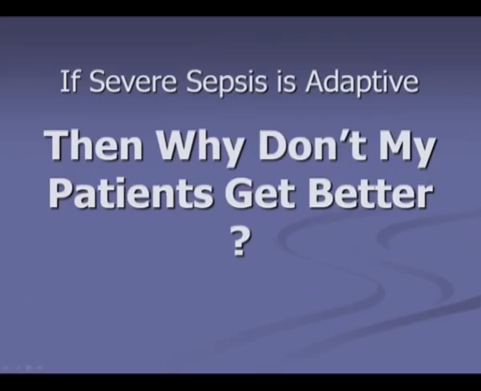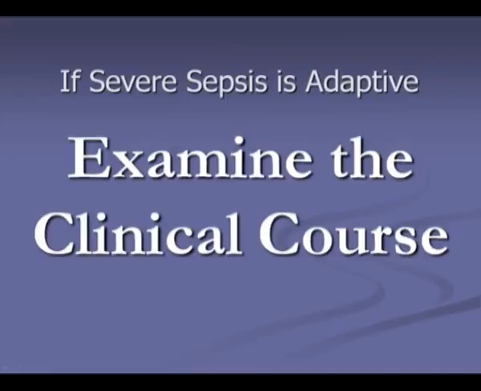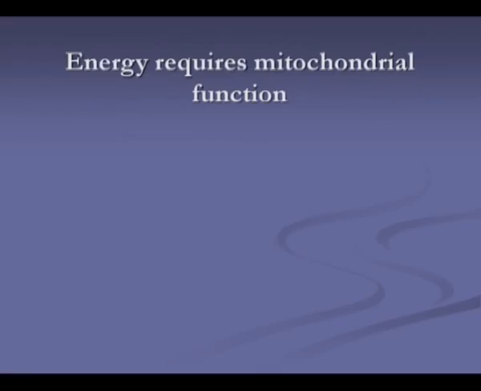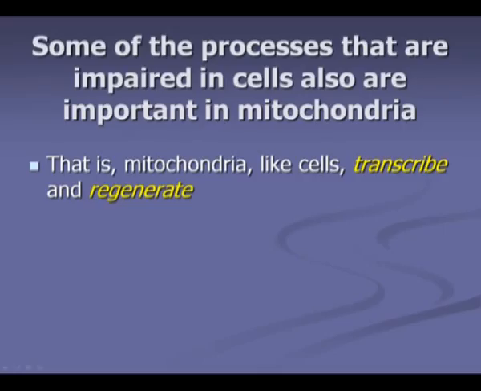And if this is an adaptive state, the last question we have to ask ourselves is, why don't my patients get better? And the answer lies in the clinical course. Even if the cells do maintain membrane integrity so that they don't die, that still requires energy, which means the mitochondria have to be functional. And for the mitochondria to be functional, there are a bunch of processes that have to happen. Some of the processes that are impaired, the things that we talked about in the liver, are also important in mitochondria.